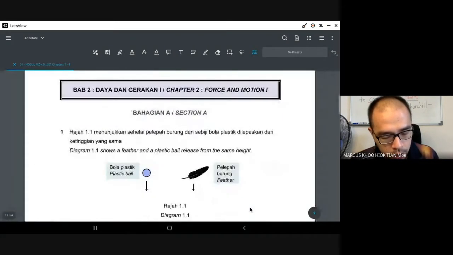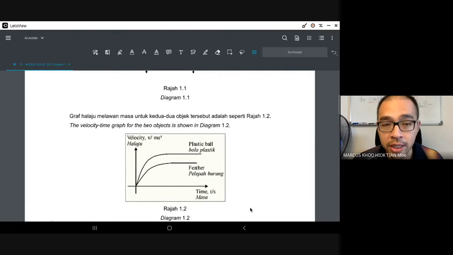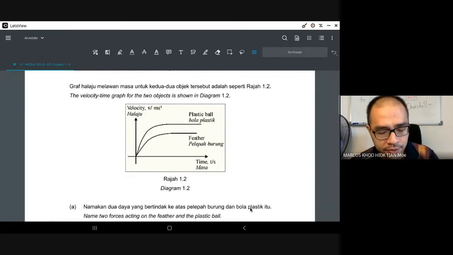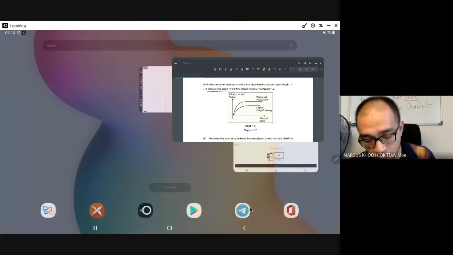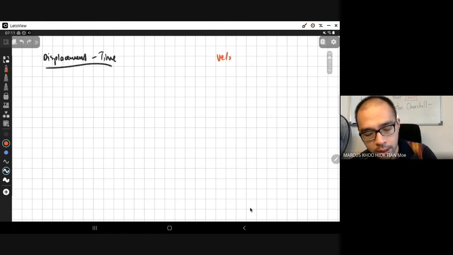Diagram 1.1 shows a feather and a plastic ball released from the same height. And the velocity time graph you see, it's always this. Let's first talk about the two graphs that you're supposed to know, and what the interpretation is. So the first graph is the displacement time graph. The second graph is the velocity time graph.